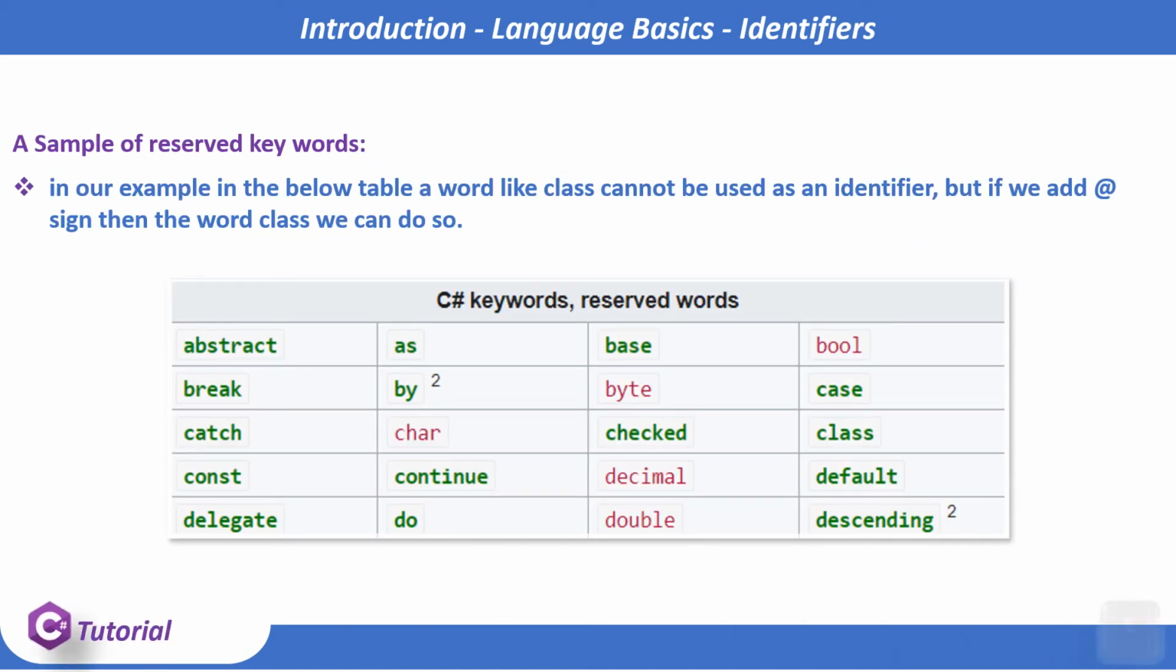A sample of reserved keywords. In our example in the below table, a word like class cannot be used as an identifier, but if we add the @ sign before the word class, we can do so. In the next tutorial we'll talk about naming conventions, which is very important to know how to write your code blocks.